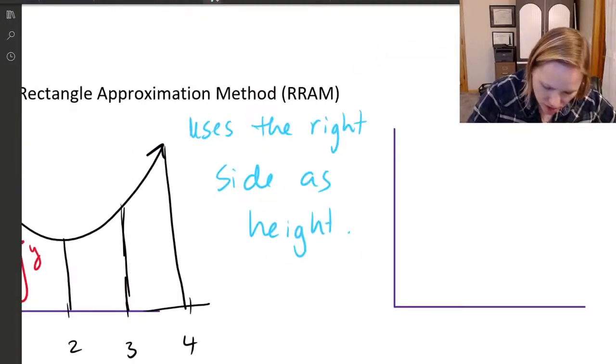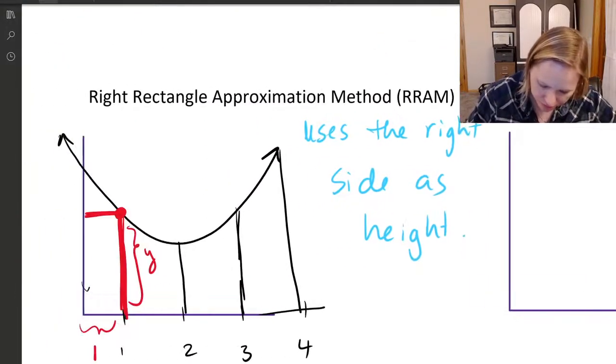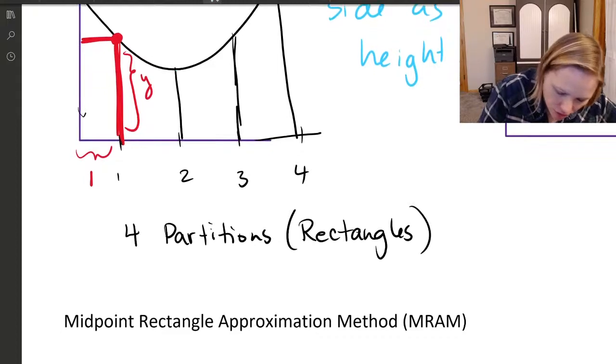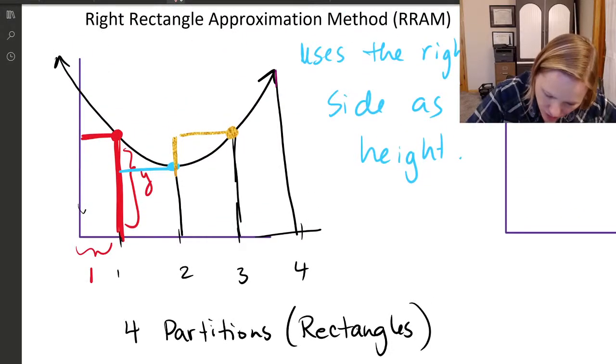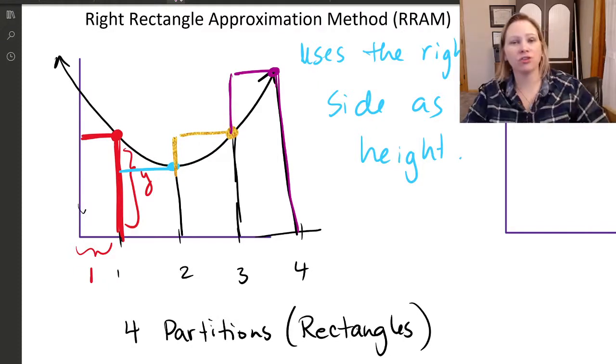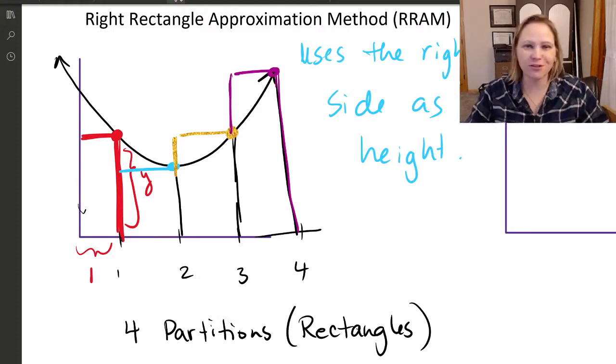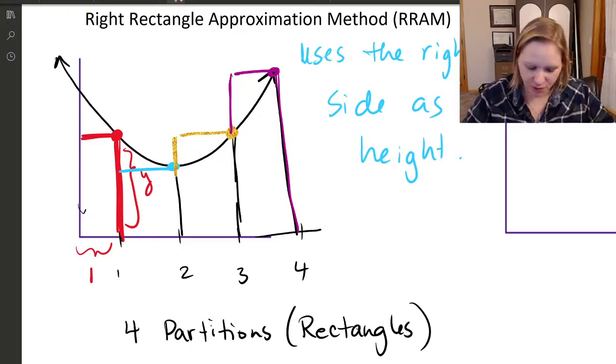So when we draw these RRAM rectangles, we're going to go to the right side and use that. So the right side, okay, and then the right side. And what's interesting is sometimes, depending on your curve, if your curve starts at 0, the first rectangle in LRAM can often have no height. So it can be an area of 0 if your function starts at 0, that sort of a thing.